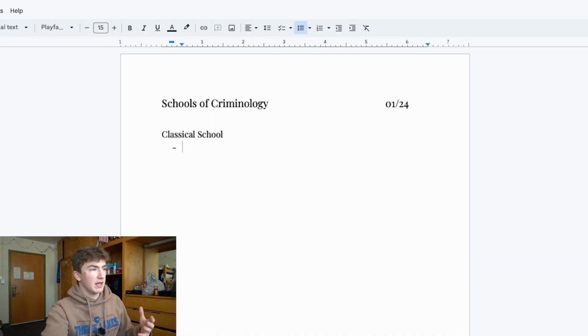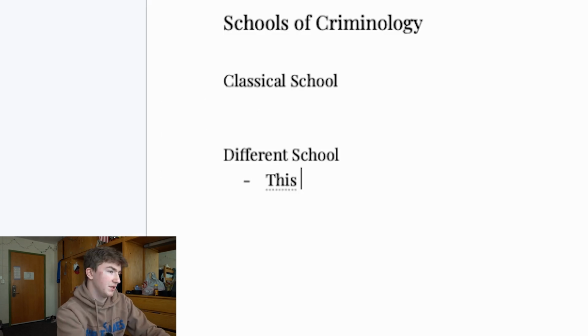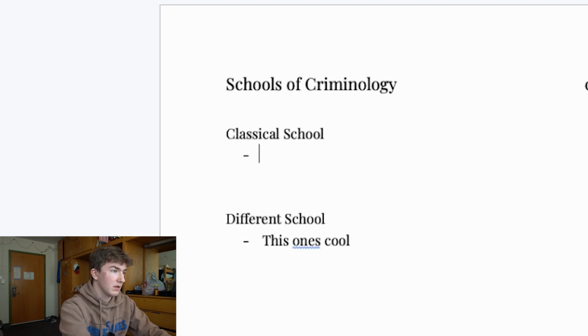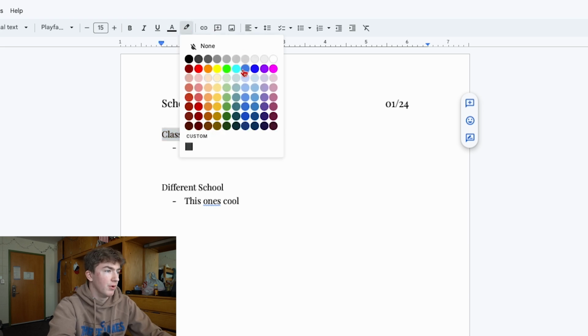For instance, let's say I wanted to also learn about a different school, which I definitely remember the name of right now. This one's cool. And let's say this one up here is not as cool, right? If I have these two subjects of notes and I want to color coordinate them, that's usually what I do. So I'm going to highlight this, I don't know, like blue, and then I'm going to highlight this one like red. Now it's easier for me to visually differentiate these two things, but also in my mind I've gone, okay, different schools red, classical schools blue, and now I'm going to remember the notes that I take down underneath of them a little bit better, a little bit easier.